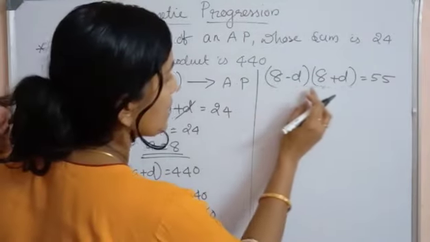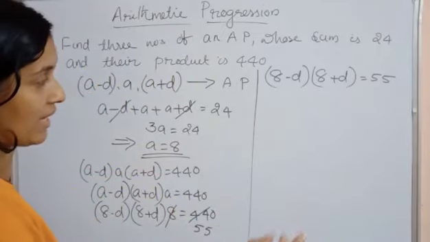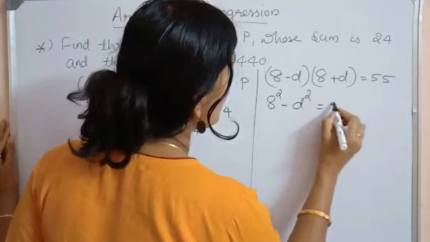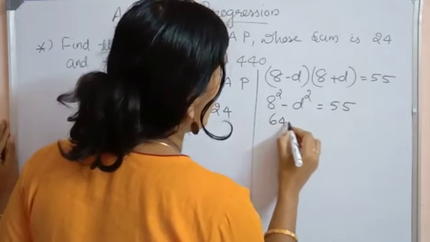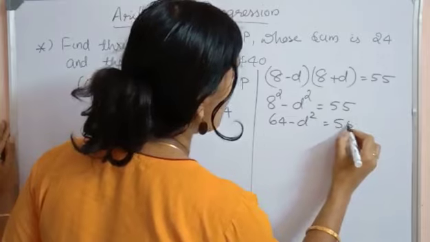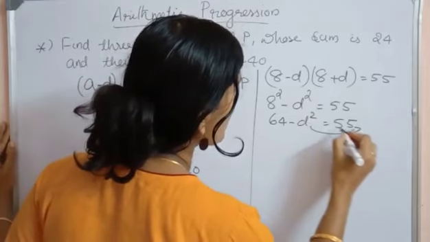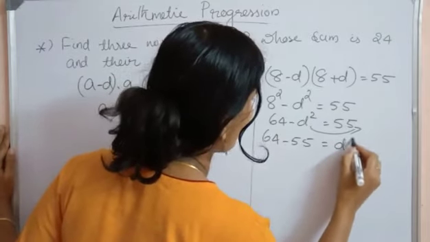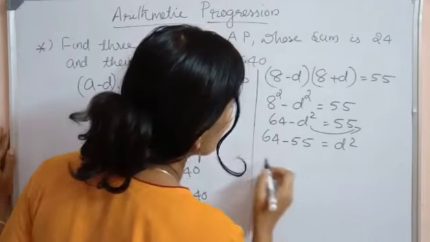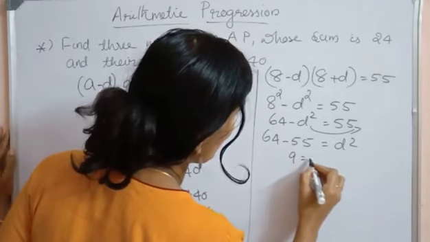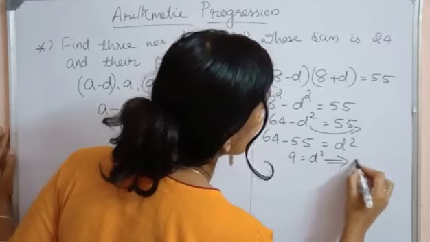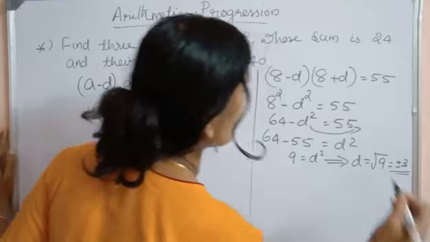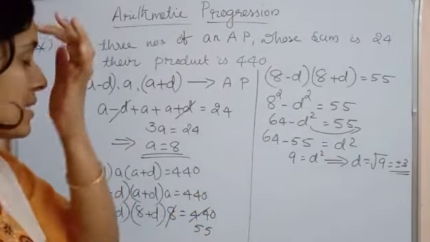Now this is in the form A minus B into A plus B, which is A square minus B square. Just write this: 8 square minus D square is equal to 55. 64 minus D square is 55. Bring D square to the other side and 55 to this side. 64 minus 55 is equal to D square. 64 minus 55 is 9, which is equal to D square. This implies D is equal to square root of 9, that is plus or minus 3. So you got the value of D as plus or minus 3.